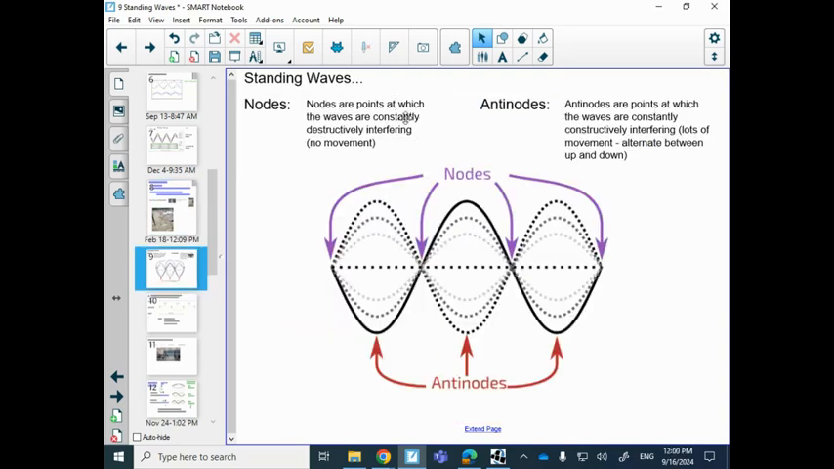Your nodes are points where you have the constant destructive interference of the two waves, so there's no movement at all. So those spots that where the purple's pointing to. Then your antinodes are points where you have constant constructive interference, and it actually ends up alternating between constructive up and constructive down. Okay, those are your antinodes.